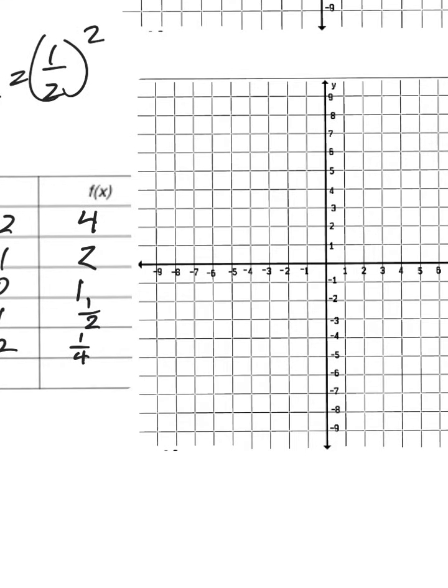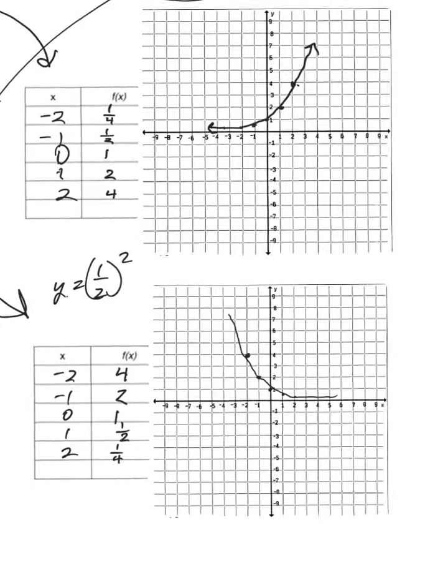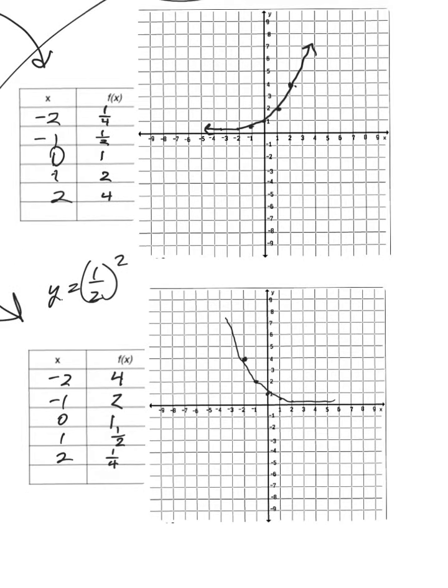-2, 4. And -1, 2, 0, 1, 1, 1/2, 2, 1/4. And so what you're seeing is a graph kind of like the one above, but instead of getting bigger, it's getting smaller going from left to right. Again, the x-axis is called an asymptote.